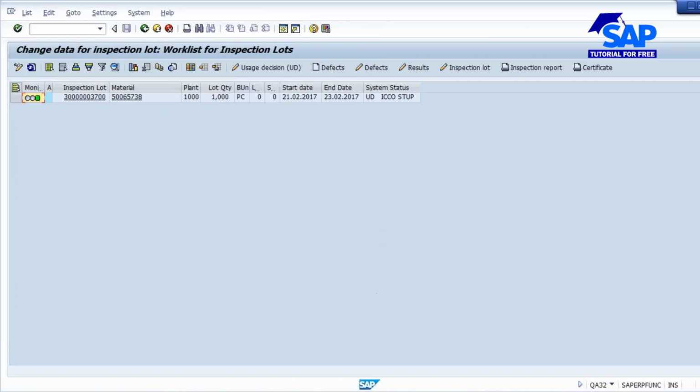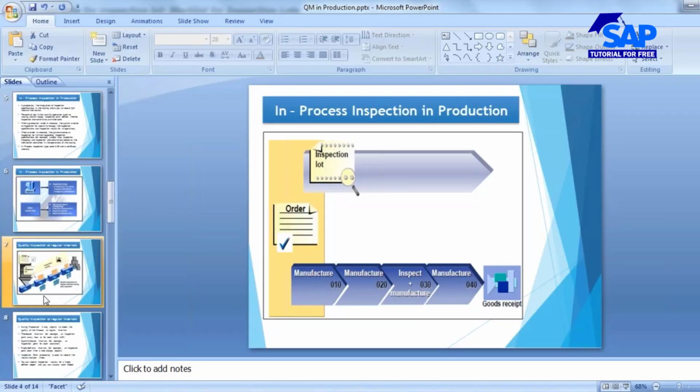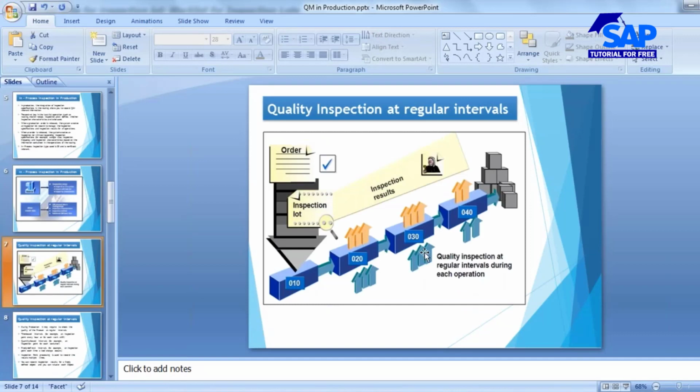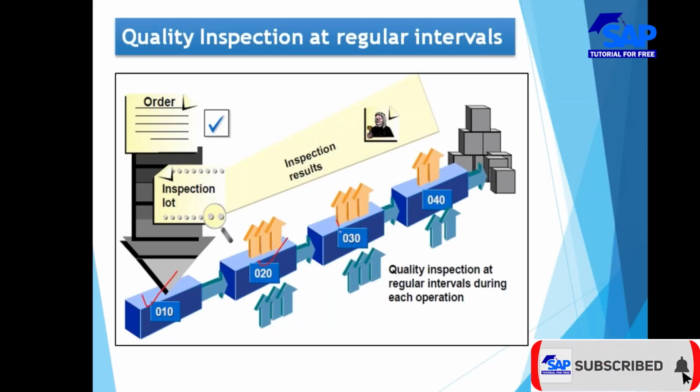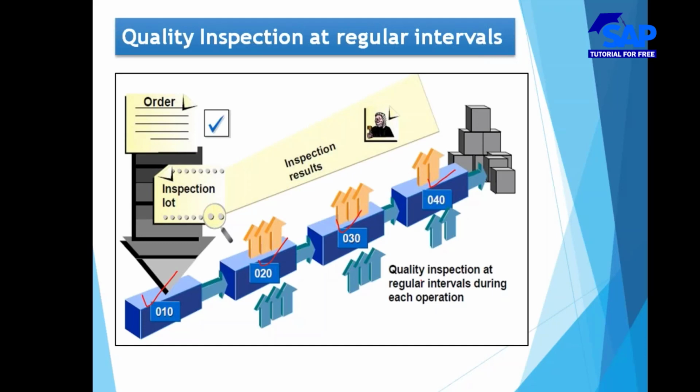Okay. So now the next business scenario is in-process inspection in production at regular intervals. Sometimes what happens is during production you are forced to do quality inspection at regular intervals. Okay, so your production is ongoing. Let's say in your production process you have operation 10, 20, 30 and 40. Now during the operation 30 I want to do quality inspection, but not one time.